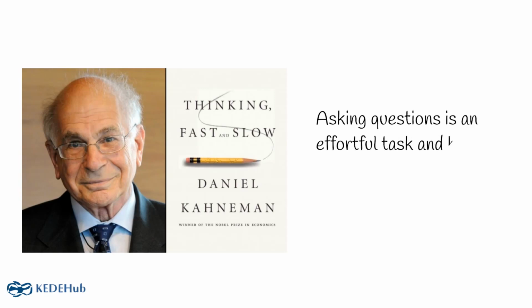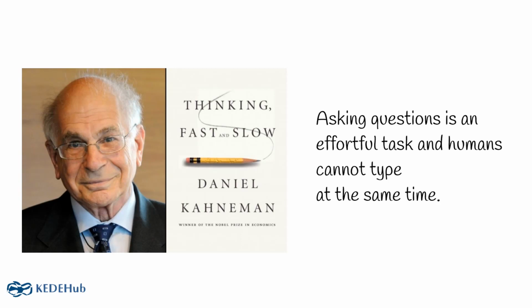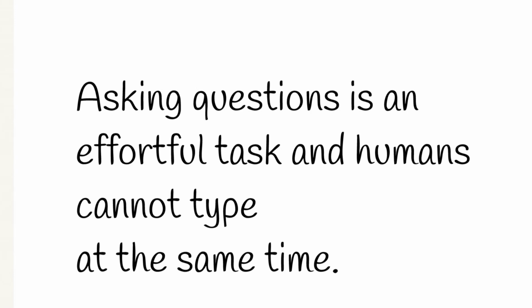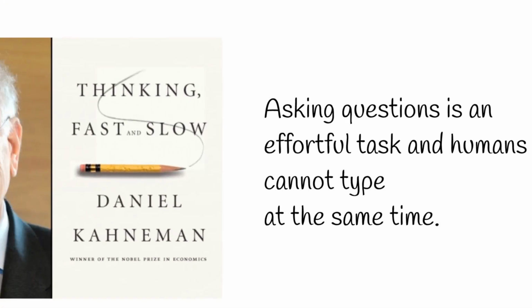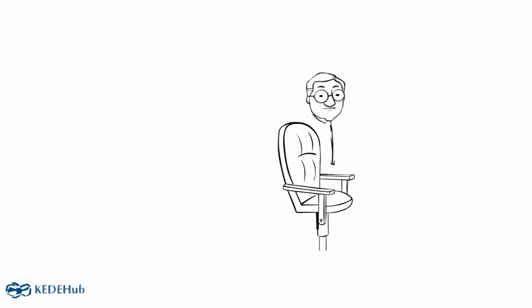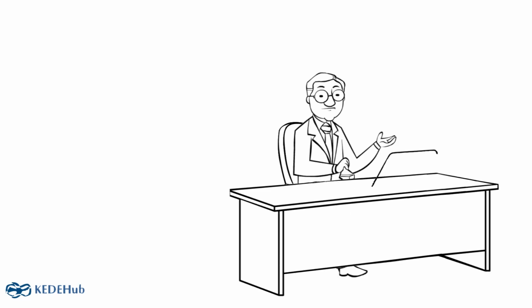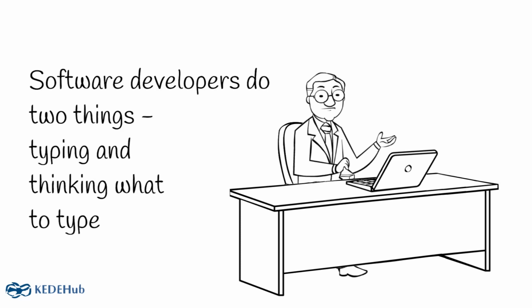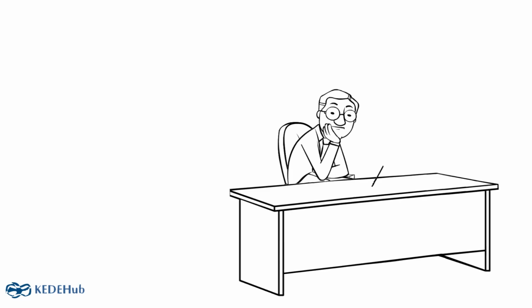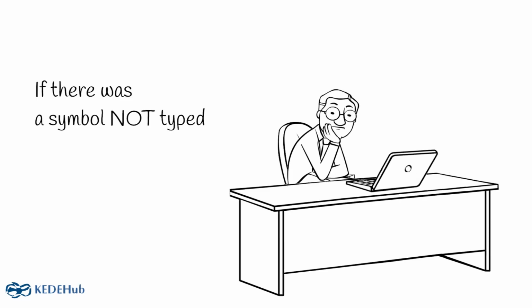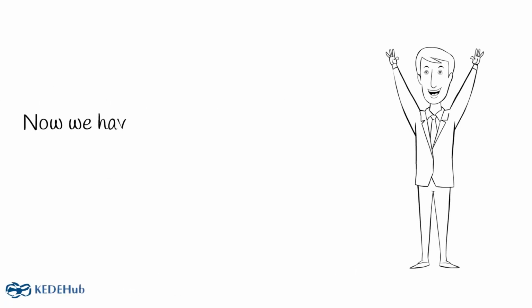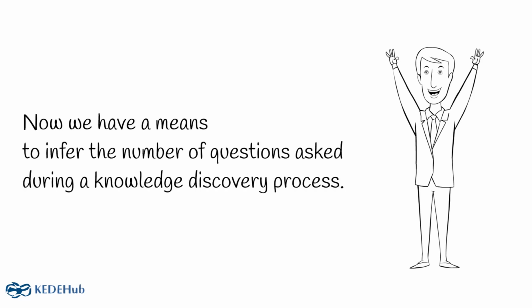Fortunately, there is scientific research that can help. It was done by Daniel Kahneman, who was awarded the 2002 Nobel Prize in Economics. In the 1970s Kahneman discovered that asking questions is an effortful task and humans cannot type at the same time. Now, what do software developers actually do? Assuming they spend all their time working, then software developers do two things only: typing and thinking what to type. Since humans can either type or ask a question, then we conclude: if there was a symbol not typed, then there was a question asked. Now we have a means to infer the number of questions asked during a knowledge discovery process.